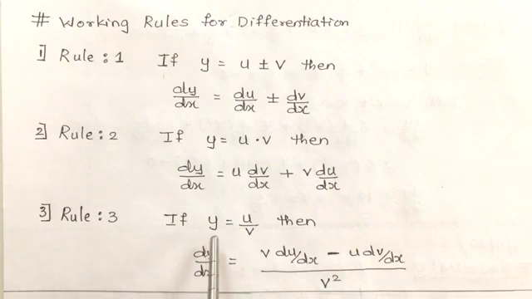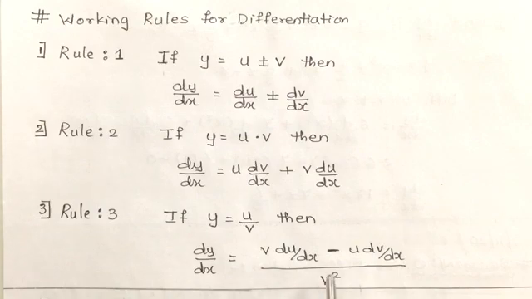Now rule number 3 is the division rule. If y is equal to u upon v, then dy by dx is equal to, v is taken as it is, that is the denominator is as it is, differentiation of u, du by dx, here the sign in between will be minus, then u is as it is, and differentiation of v, that is dv upon dx, whole divided by v square, that is whatever is in the denominator, that is to be squared.